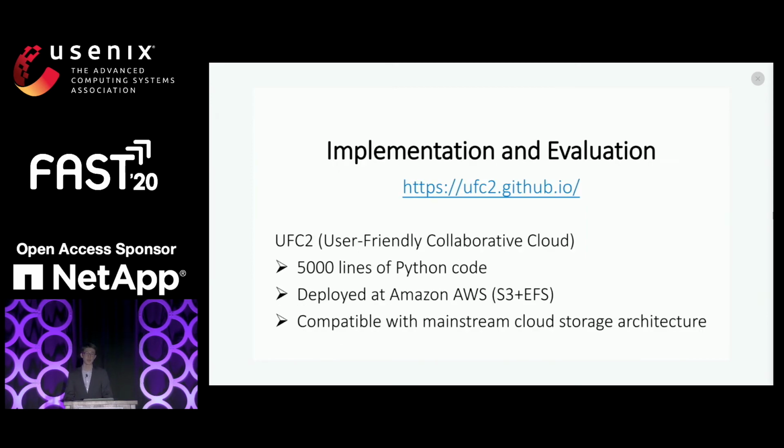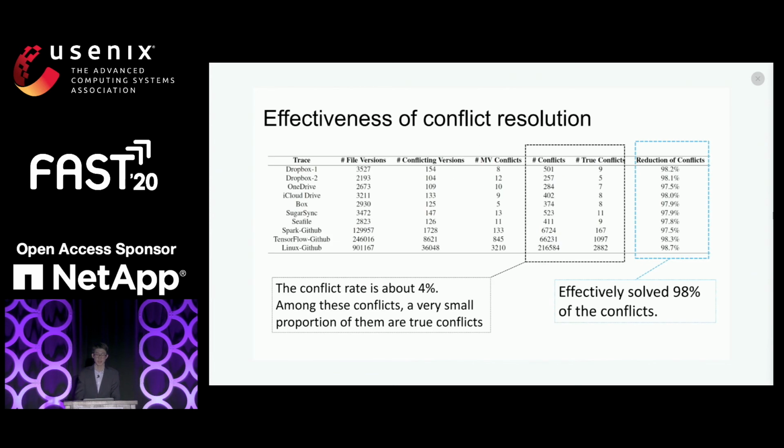So here is our implementation and the evaluation. We built a prototype user-friendly collaborative cloud based on Amazon's AWS. And then we evaluate our prototype system in multiple aspects. The first metric we evaluate is the ratio of conflicts resolved. You can see that we resolved all of the false conflicts and only leave the true conflicts. So we reduced 98% of the conflicts.